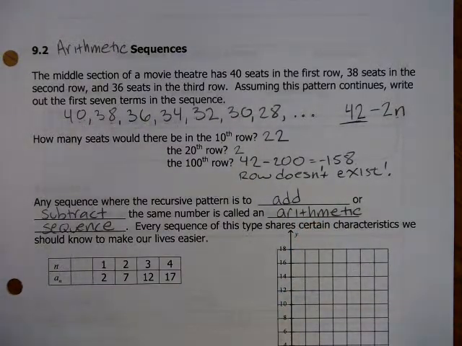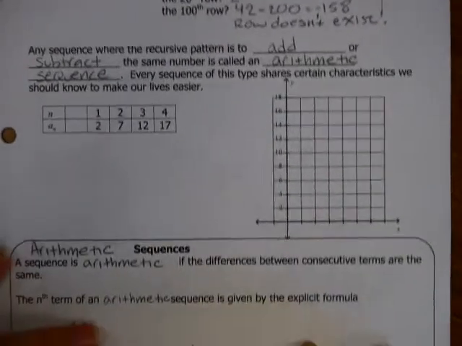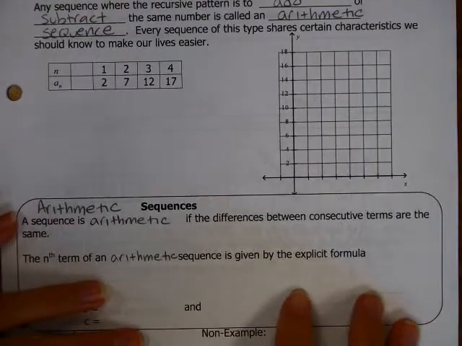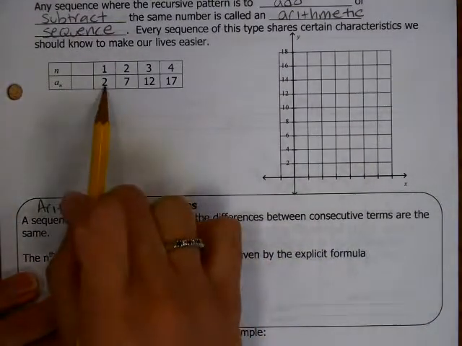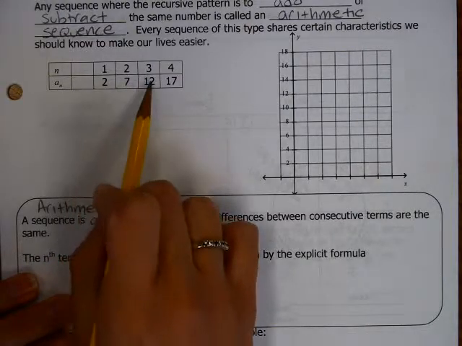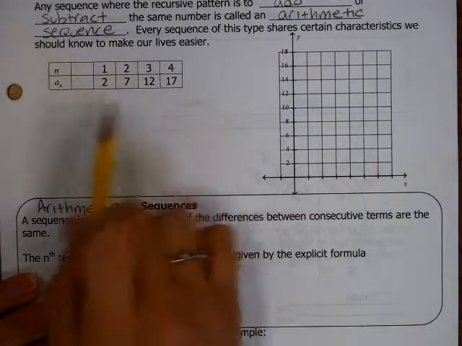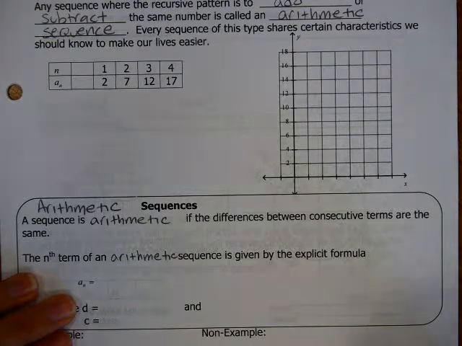So every arithmetic sequence is going to have certain characteristics that we want to recognize. We see them a lot, and it'll help you out. So to start off with, let's take this sequence. What's our pattern here? 2 to 7, 7 to 12, 12 to 17. We're adding 5 each time.